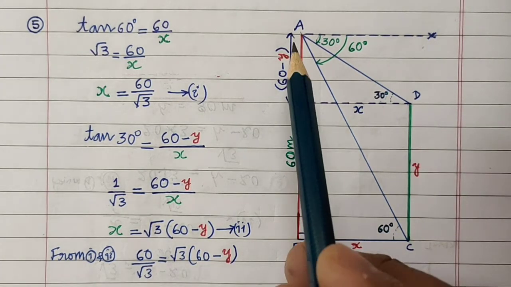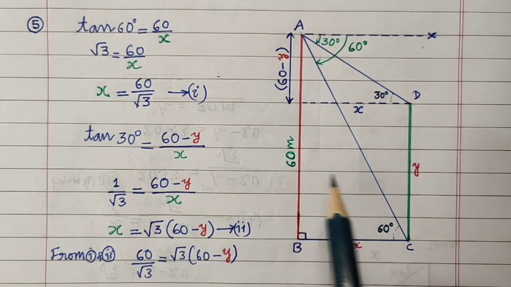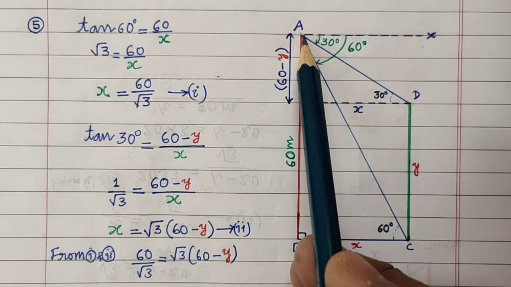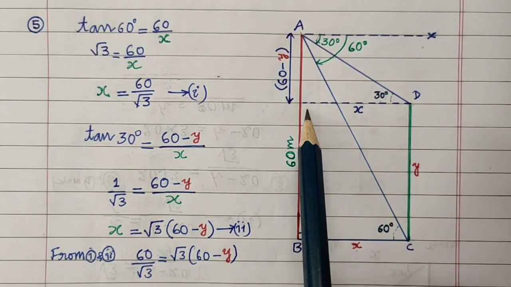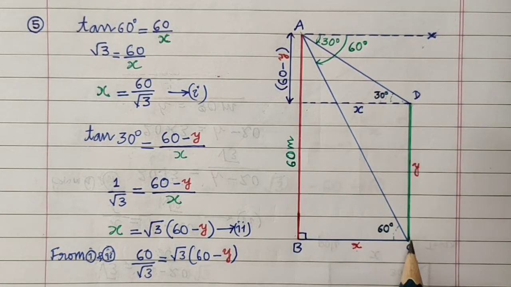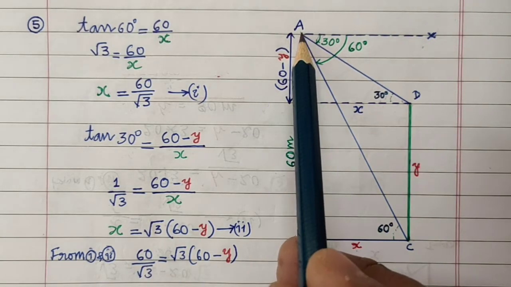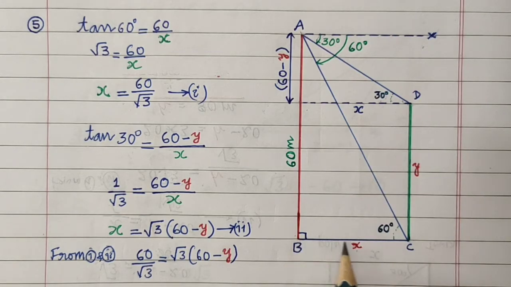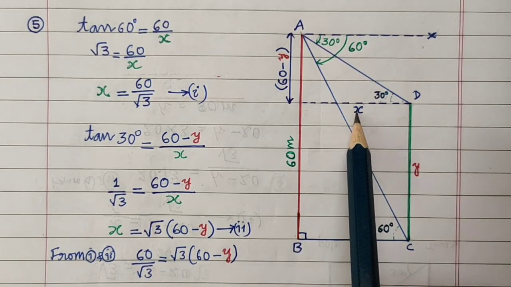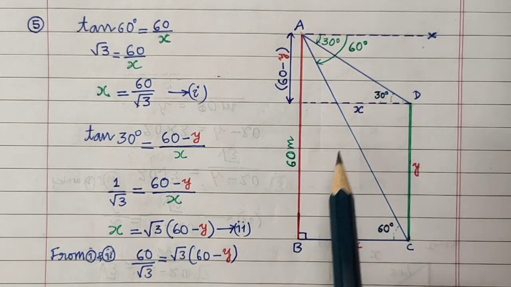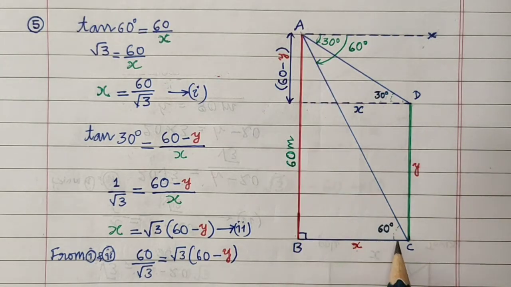They have given the height of the building as 60 meters, and we have taken the lamp post height as y. So this height minus this will give this length, because these two are parallel. Therefore this length will be 60 minus y, and we have 30 degrees here. We have taken the distance between these two as x, and x is also here. By using this triangle we can find tan, and there is one more triangle here with x and 60 degrees.